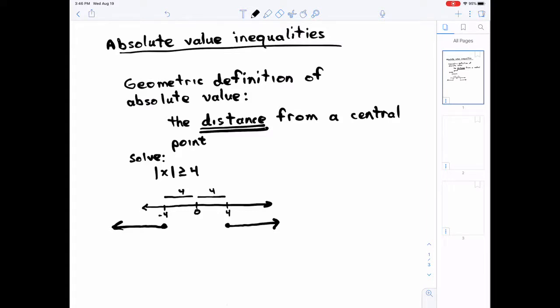Now, I want to point something out. I realize most people think here, oh, greater than means you always draw the graph going to the right. Well, that is if it's just greater than a single number. But here you're saying the distance is more than 4. So all of these distances are less than 4, so you don't want to include those.